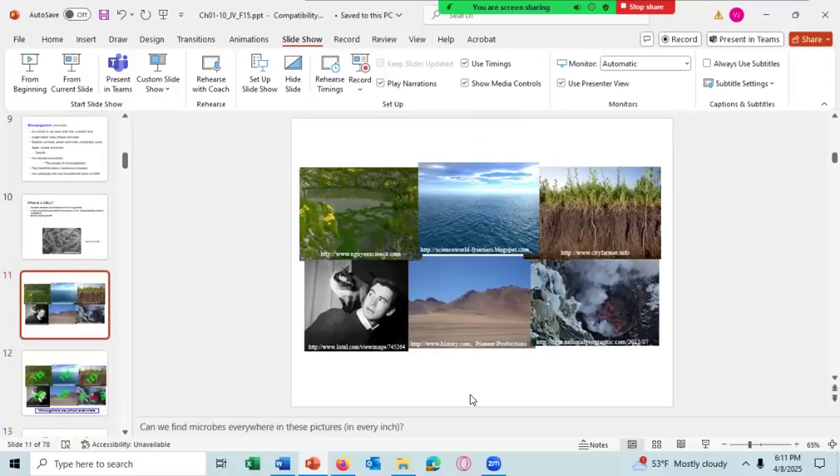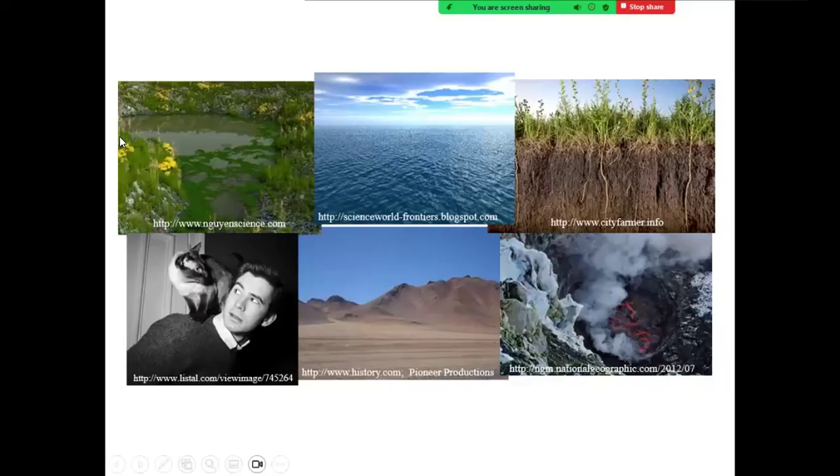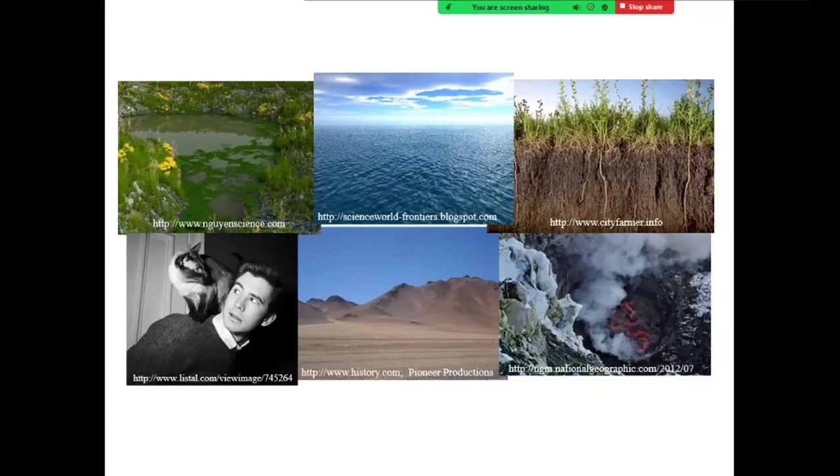All right, and this picture here, see if I can blow this up. Where in this picture would we not find life? And where would we find life? Would you find life in the water? Yes. How about on the rocks? Would you find life there? Yes. So almost everywhere in this picture you have life.